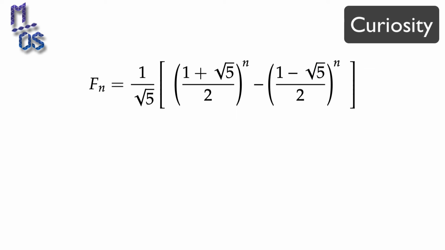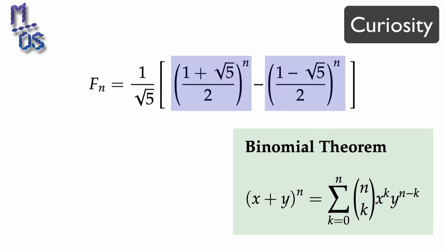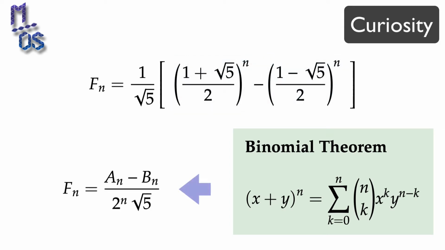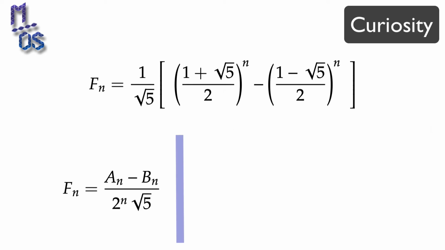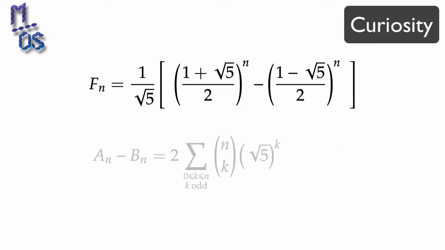Now here is something new. If we develop those two expressions using the binomial theorem, we obtain f sub n equals a sub n minus b sub n divided by 2 to the nth power multiplied by a square root of 5, with a sub n and b sub n respectively given by those formulas. By subtracting those powers, the terms with even indices vanish, and here is what's left.